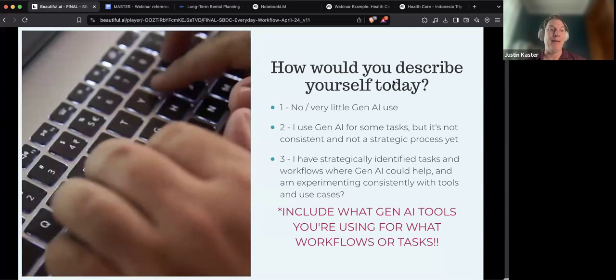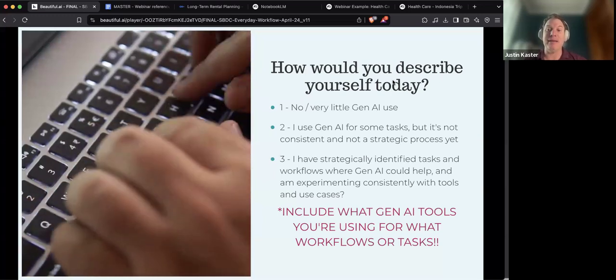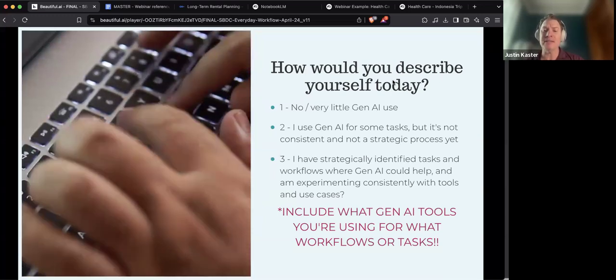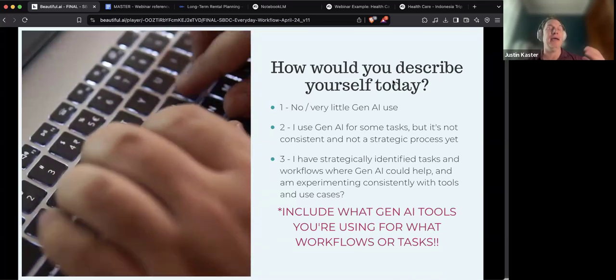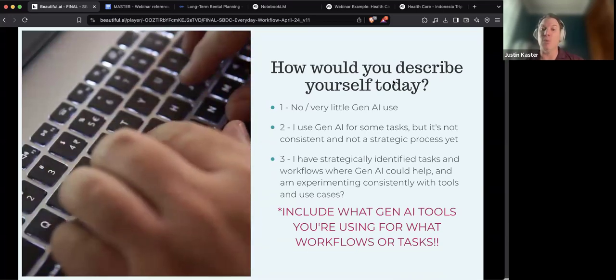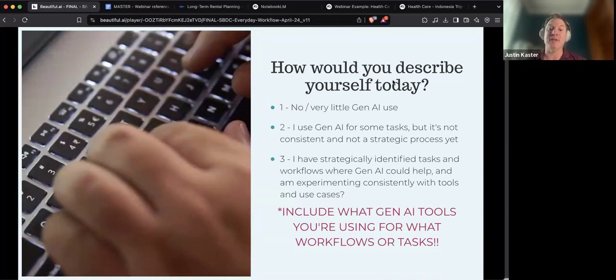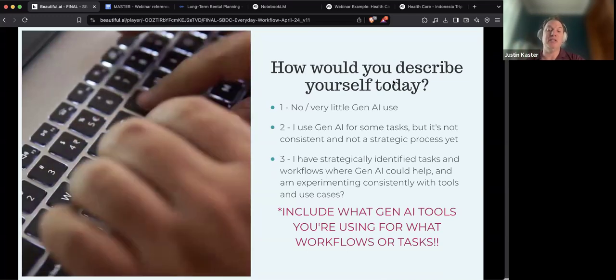Number two would be I'm doing some tasks, but it's not consistent, right? And it's not strategic. And three would be, hey, I've really thought through some key workflows and I've started to experiment in a strategic way.